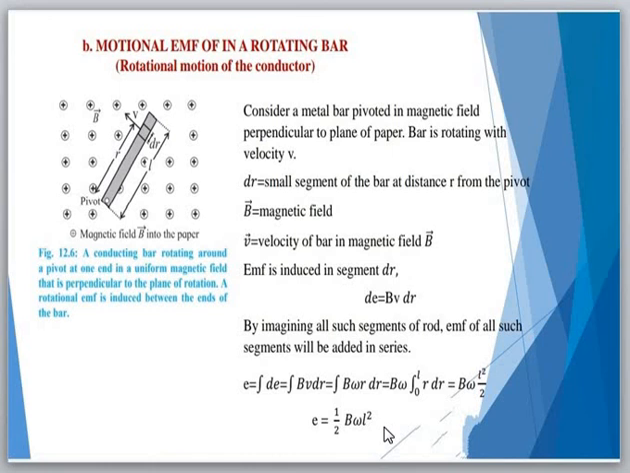If n is the frequency of rotation of the bar, then omega is equal to 2 pi n. Therefore E is equal to 1/2 B 2 pi n into L square, and that is equal to pi B n L square.